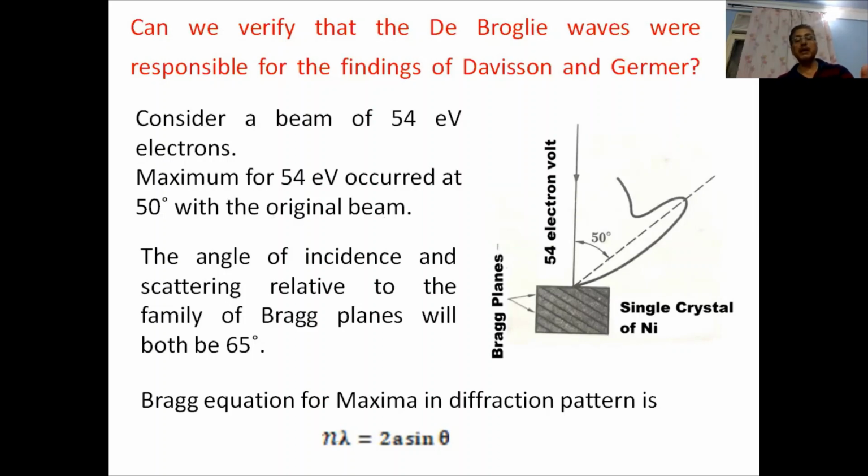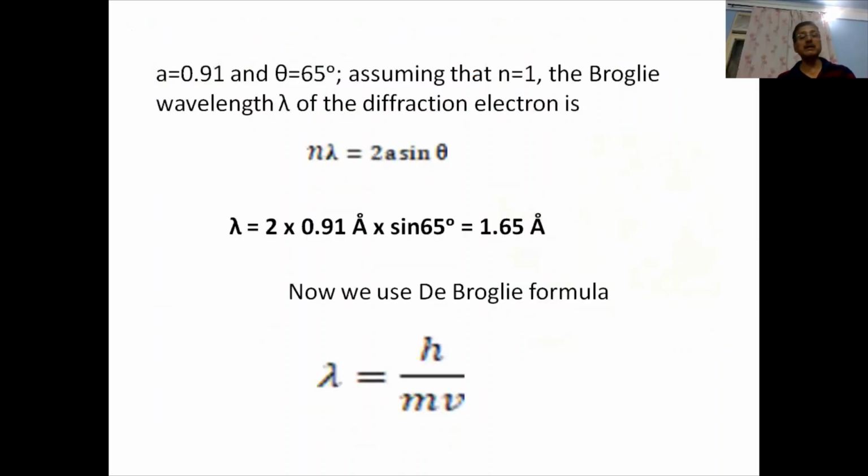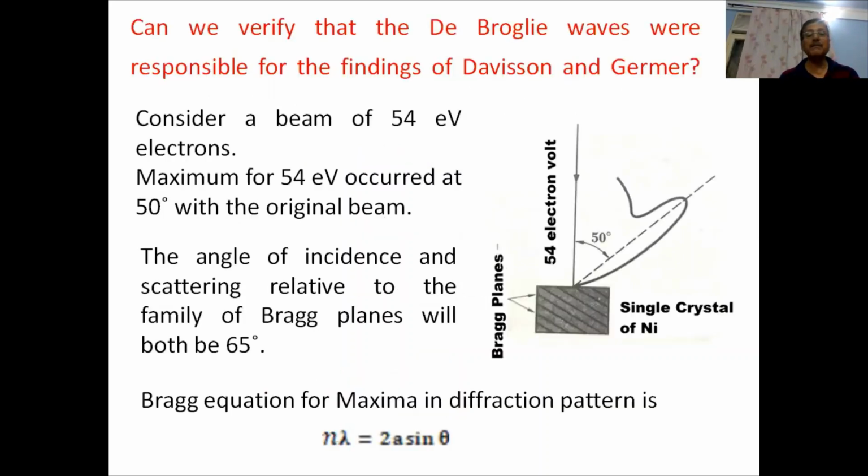Now let us use the Bragg equation for maxima in the diffraction pattern: n lambda is equal to 2a sin theta. Here a, the interplanar spacing, is 0.91 angstrom, and theta is 65 degrees. Assume n is equal to 1, then the de Broglie wavelength lambda of the diffracted electron, n lambda equal to 2a sin theta, will come out to be 1.65 angstrom for the experiment. Now this is the value. You must remember that we have got it through the experimental value for the 54 electron volt energetic electron.